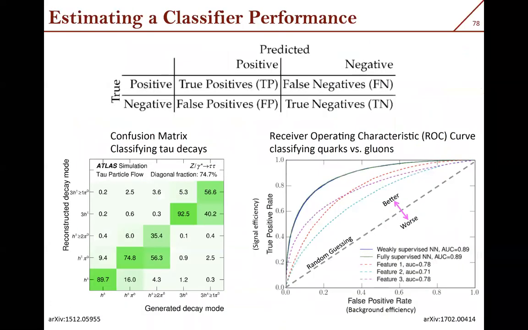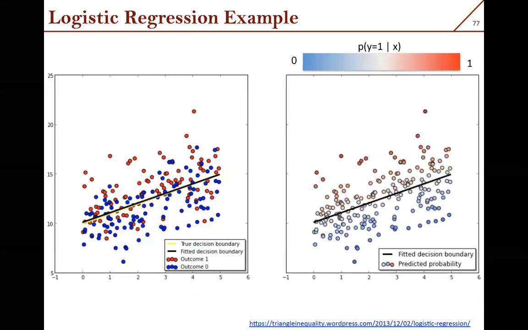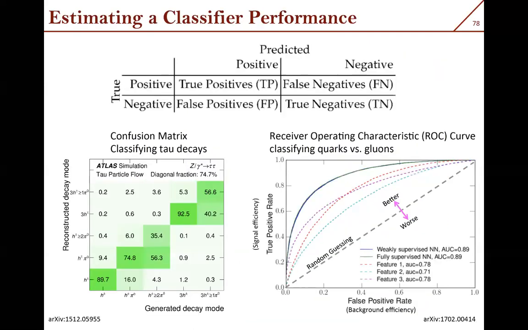Once you get your decision boundary, your training phase is over, and you want to see whether you have done a good job or not. Before you apply it to the data, you go to the testing phase. In the testing phase, you look at the so-called ROC curve, where you look at the signal efficiency versus background efficiency.